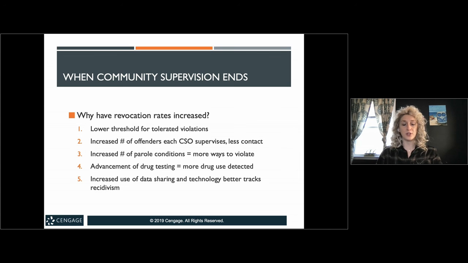There's also an increased use of data sharing and technology that can better track recidivism. So by having these better data sharing systems and better technology, we can track recidivism rates better and more. So we just see these revocations more than we would have when we didn't have such great data sharing between different counties, between different states, and when we didn't have the technology to run all of these research studies, to run all of this information and give us all the data back out.